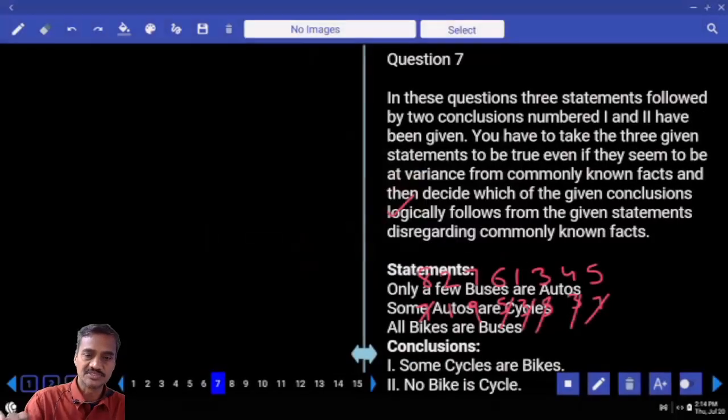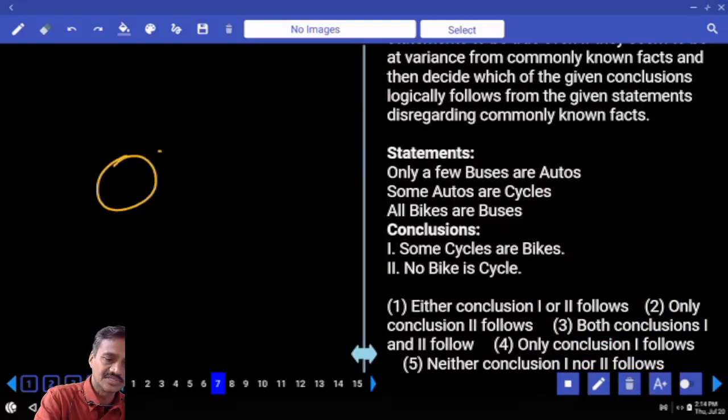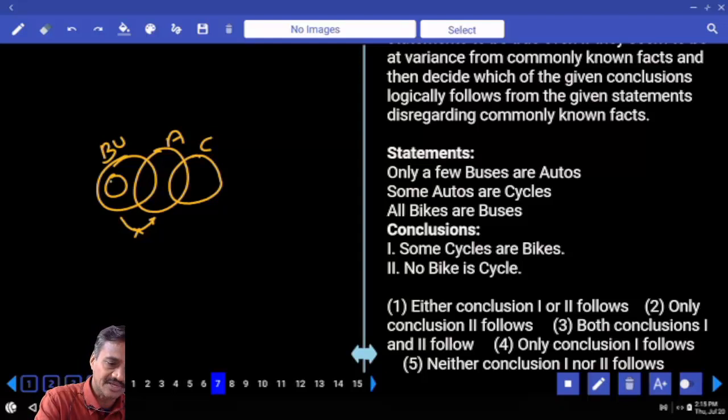Now question number 7 is based on syllogisms. Only a few buses are autos. Only some of the buses are autos but not all. And some autos are cycles, auto and a cycle. And all bikes are buses. Isn't it? All bikes are buses. Now these are buses, and all these bikes are a part of buses.